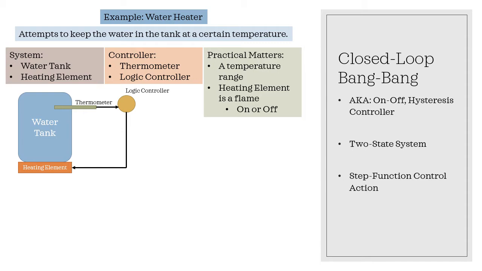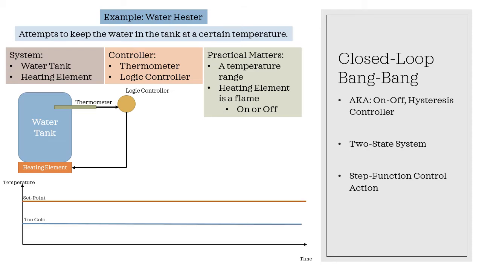This here is a cartoon of our system. We have the water tank on top of the heating element. A thermometer measures the temperature and sends the information to the logic controller, and the logic controller tells the fire to be on or off based on what the thermometer tells it.